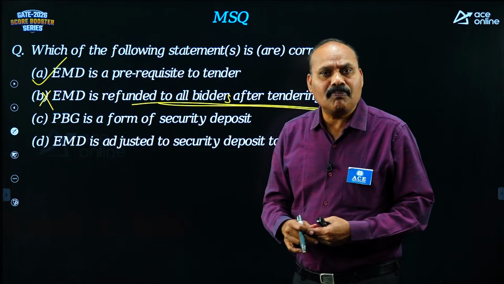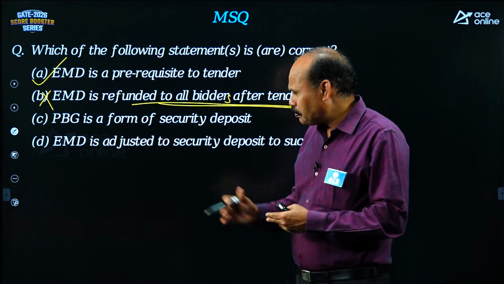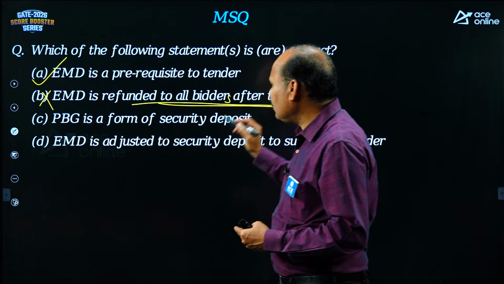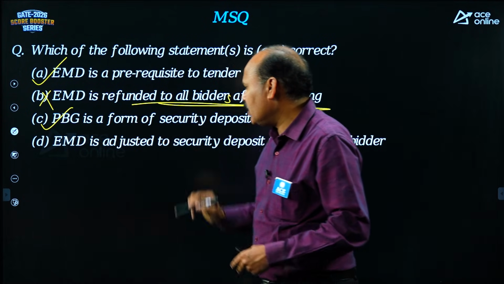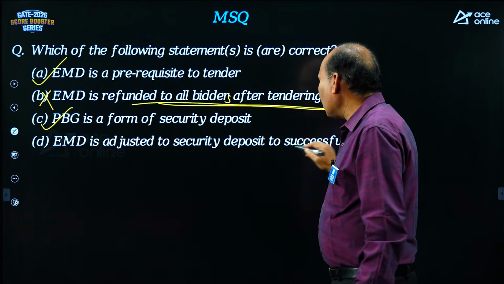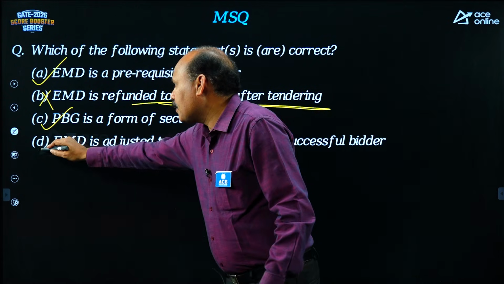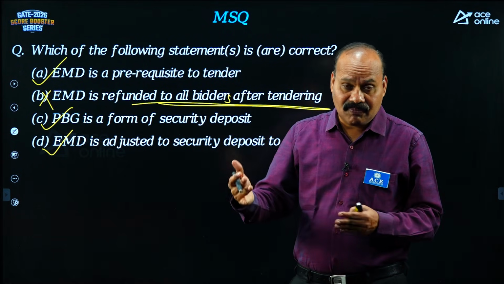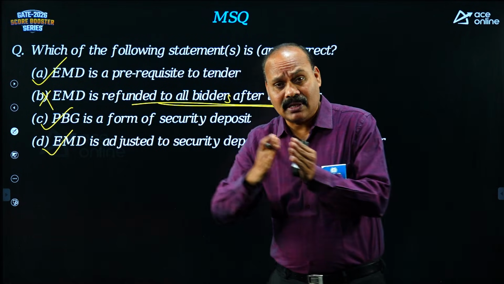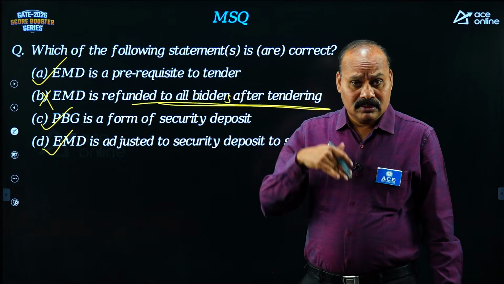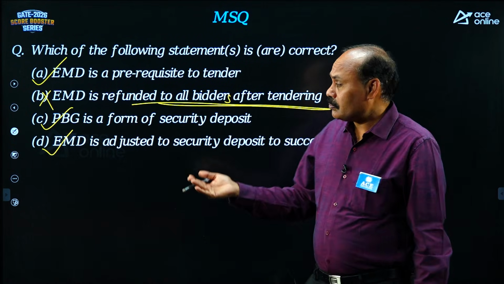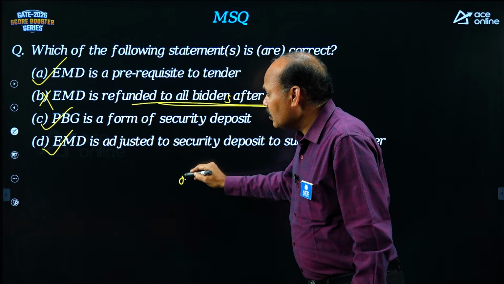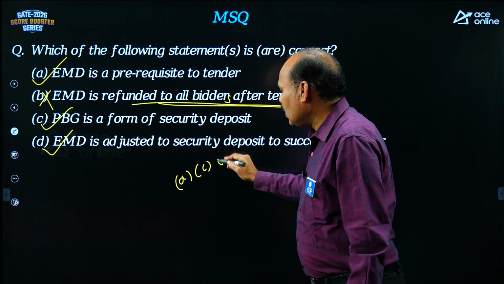PBG, bank performance guarantee. This is actually a form of security deposit for the performance guarantee. This is correct. EMD is adjusted to security deposit for the successful bidder. Yes, correct. For unsuccessful bidders, EMD is refunded. For the successful bidder, EMD is adjusted to the security deposit. What about the answers here? A, C and D.